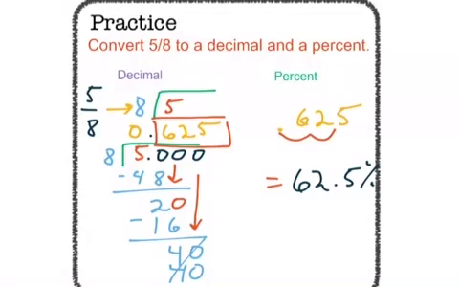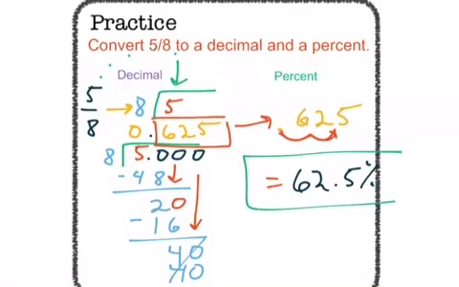5/8, divide the 5 by the 8. Remember, the 5, the numerator, is always the one that goes inside the box, inside the house. Divide by the 8. Get a longer decimal. You get 0.625, 625 thousandths. And then when we move over here, we just take that number, we move the decimal 2 places to the right, and the percent is 62.5%. Yes, you can have a decimal in your percent, but that's 62.5%.